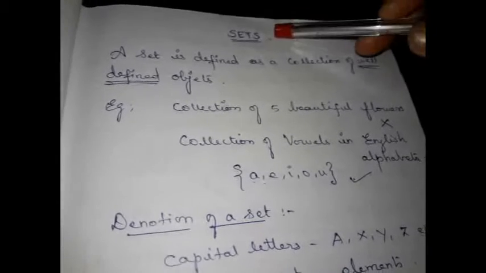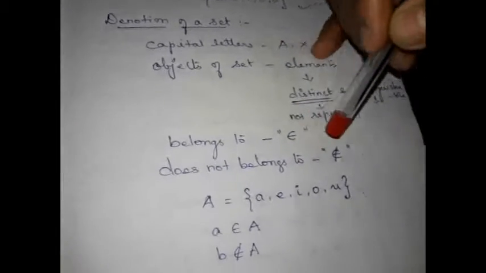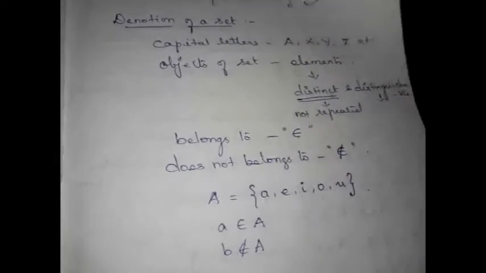So to start with, we have started the chapter sets. What is meant by a set? A set is a collection of well-defined objects. That well-defined is very important, and we will always denote a set with capital letters, and this symbol denotes belongs to, this symbol denotes does not belong to.